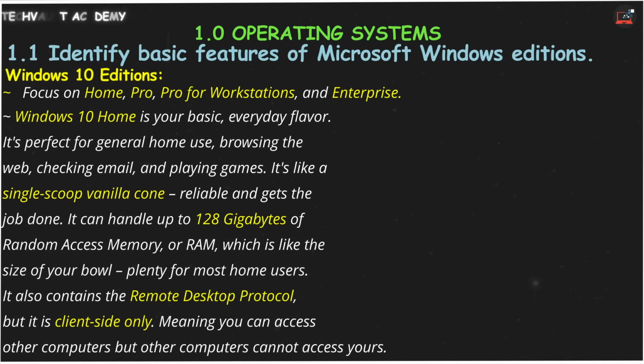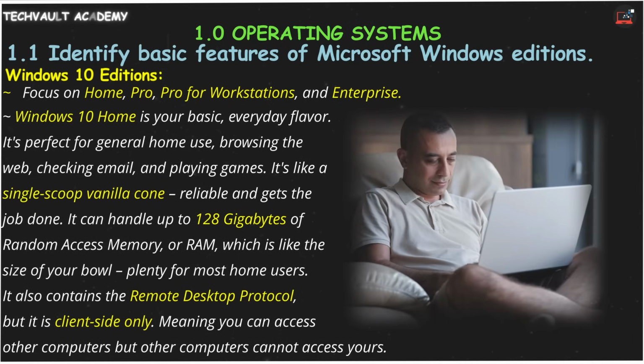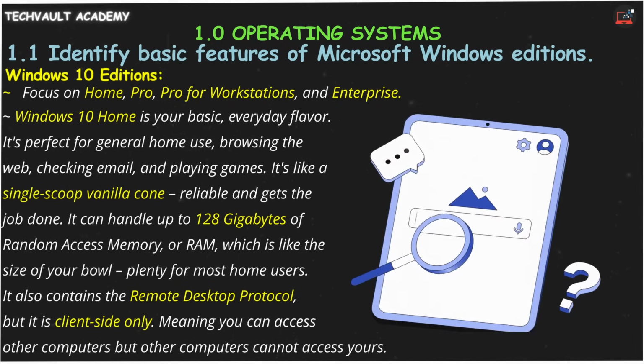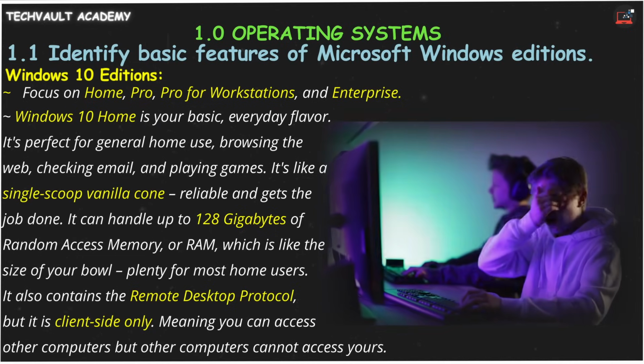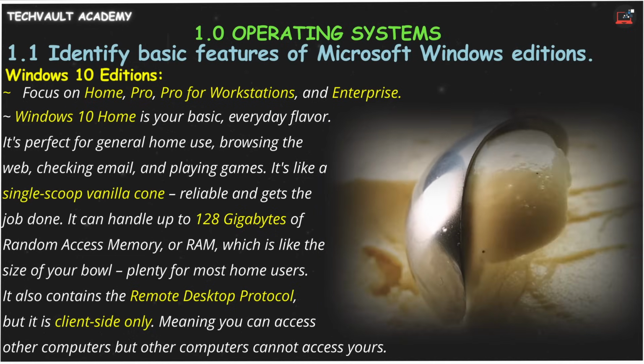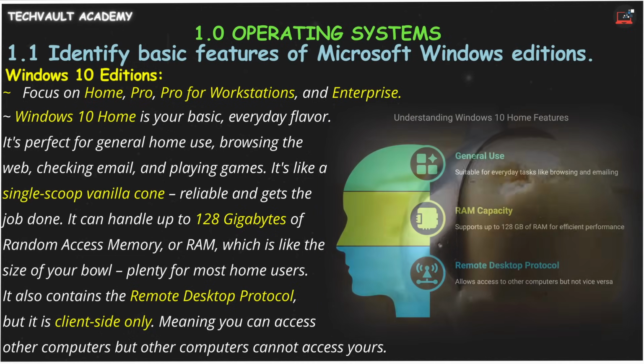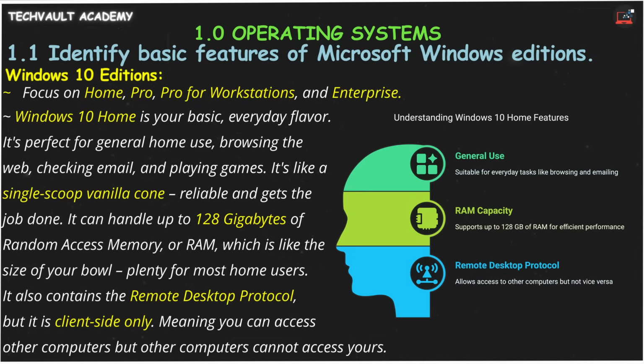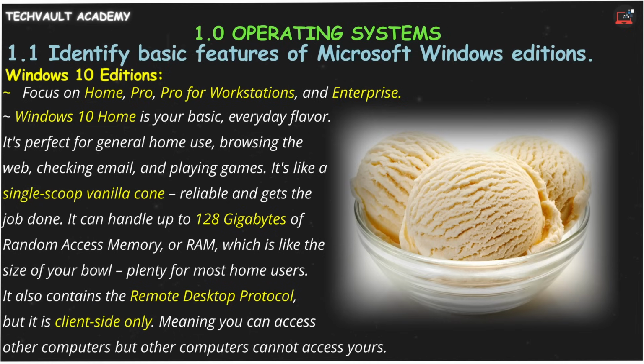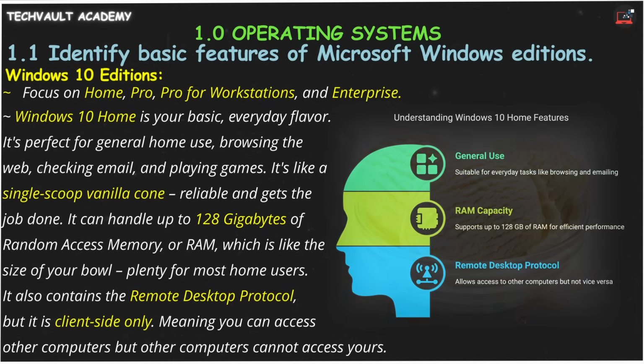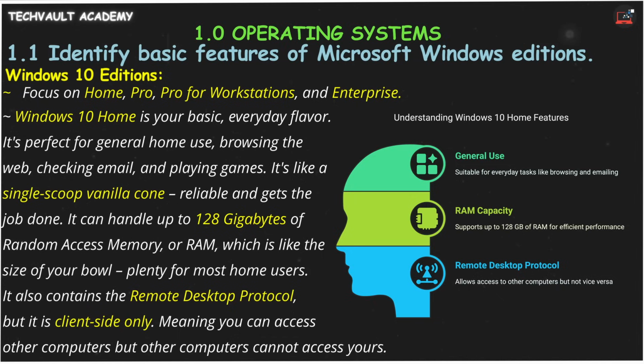Windows 10 Home is your basic everyday flavor. It's perfect for general home use, browsing the web, checking email, and playing games. It's like a single scoop vanilla cone, reliable and gets the job done. It can handle up to 128 gigabytes of random access memory, or RAM, which is like the size of your bowl, plenty for most home users. It also contains the remote desktop protocol, but it is client-side only, meaning you can access other computers, but other computers cannot access yours.